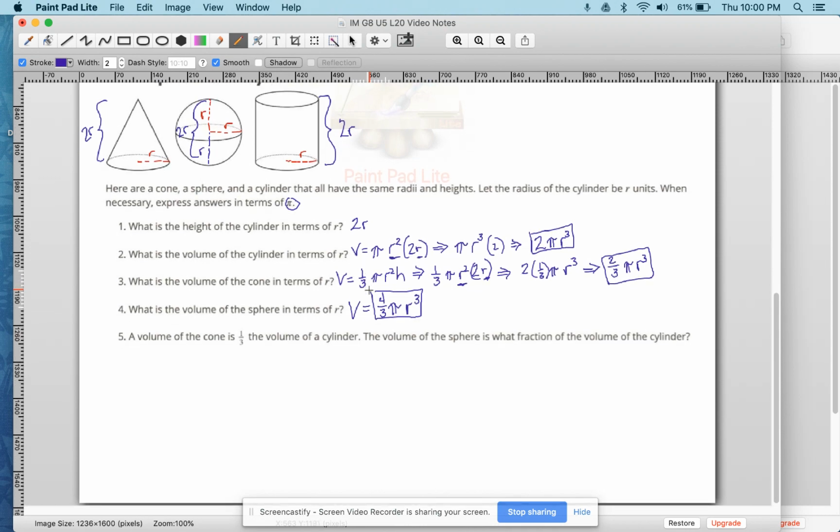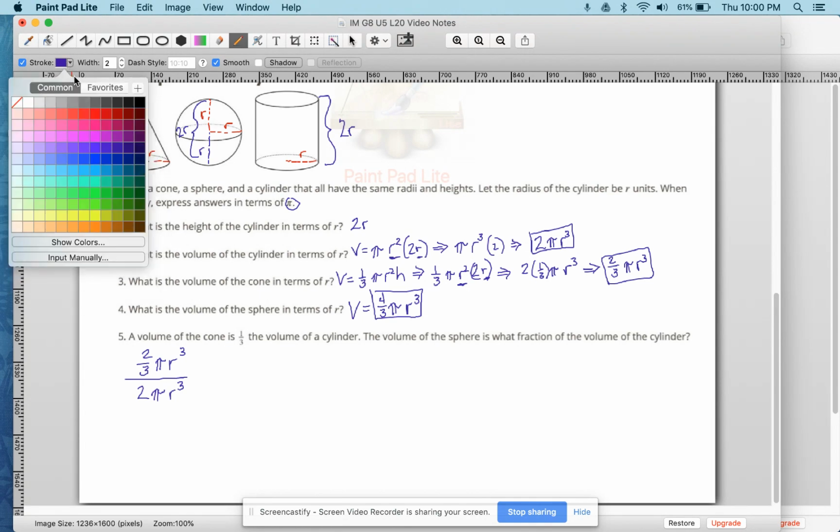Now, number 5 is an interesting problem. They're telling you that the volume of the cone is 1/3 the volume of a cylinder. And we know that because of the formula, right? If we look at the volume of the cone over here, it is 2/3 times pi times radius cubed. And we're going to compare that to the volume of the cylinder, which we found is 2 pi r cubed. So there are the two volumes, and we're going to compare those.